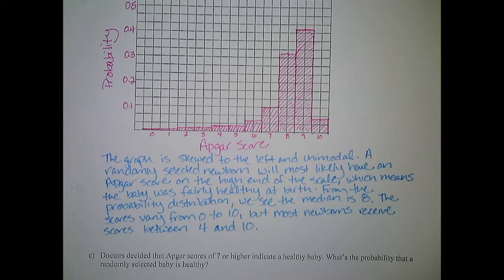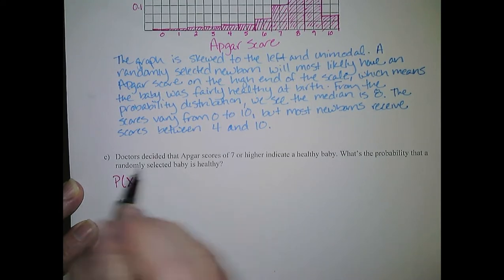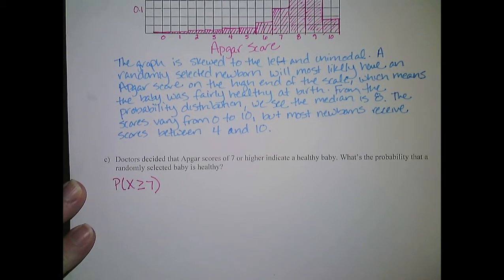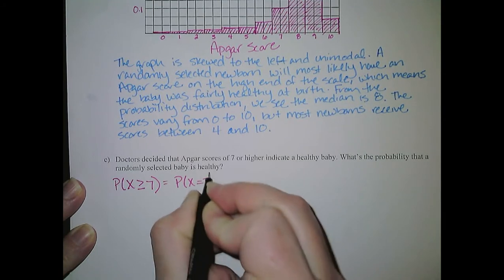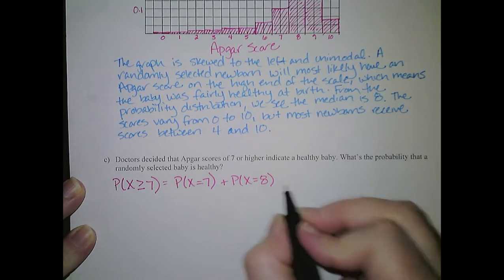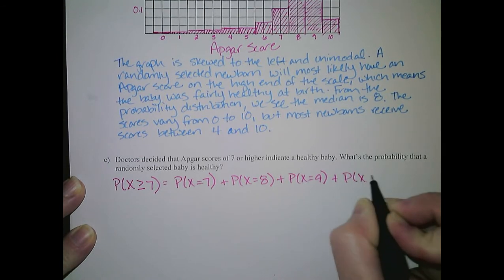And finally, part C says that we're looking for the probability of getting an APGAR score of 7 or higher. So to answer part C, we're looking for the probability that X is going to be a 7 or higher, so greater than or equal to 7. And we can calculate that probability by adding the probabilities of each of the outcomes that satisfy that. So an outcome of 7 would be considered 7 or higher. An outcome of 8 would also satisfy the condition. An outcome of 9 would satisfy the condition. And an outcome of 10 would satisfy the condition.